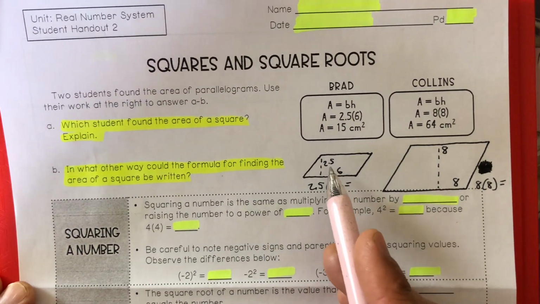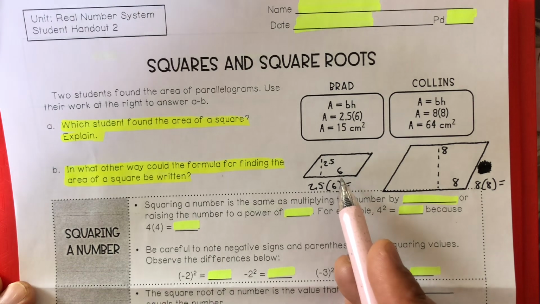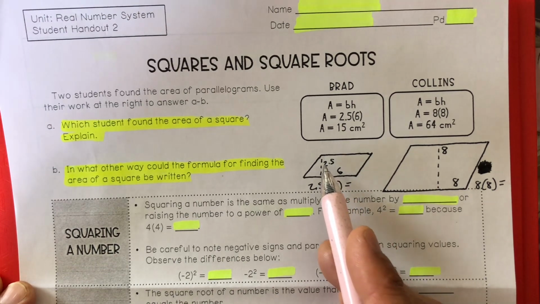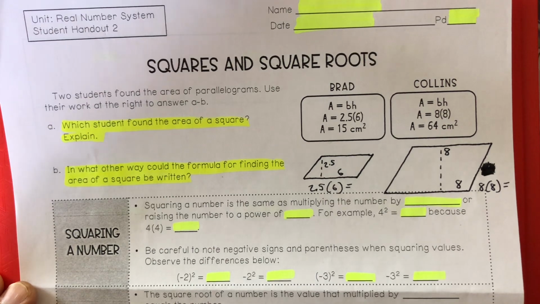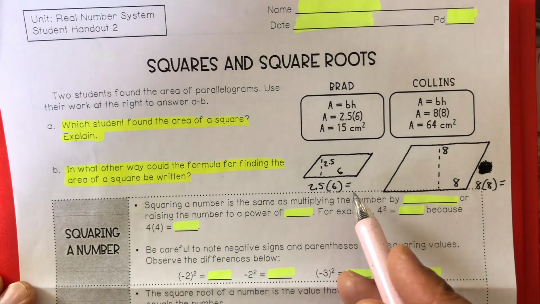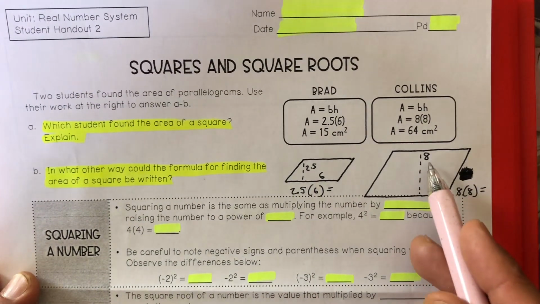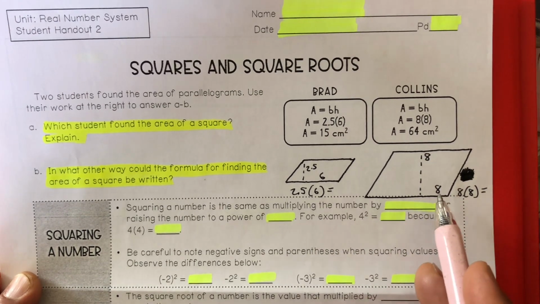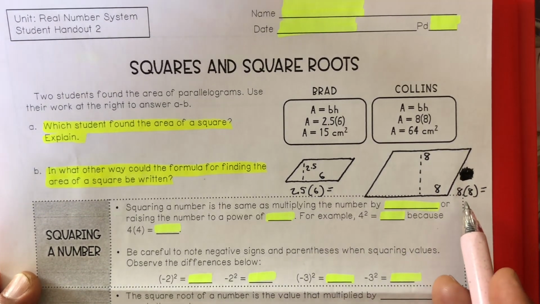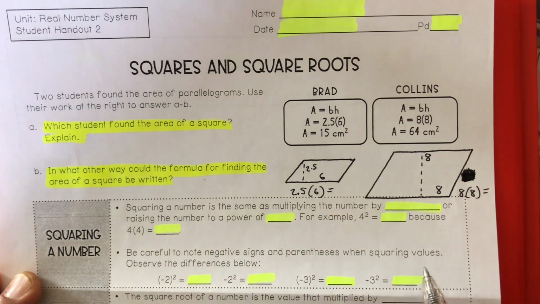So this student, Brad, took 2.5, the height, times the base, which was 6. Is that a number multiplied by itself? Nope, that's a number multiplied by a different number, so he didn't get a square. But Collins took the height of this parallelogram, which is 8, and he multiplied it by the base, which is also 8. 8 times itself gave him the area.